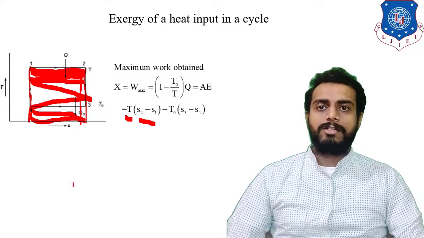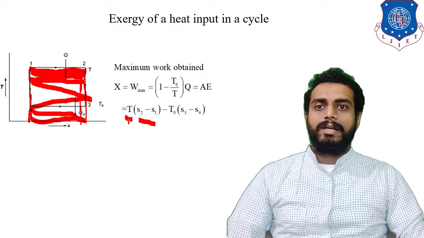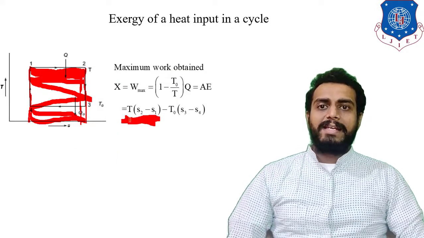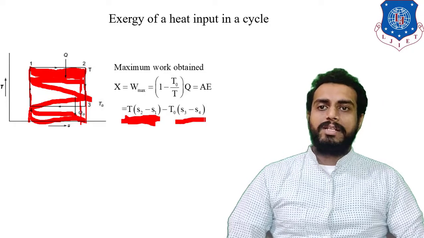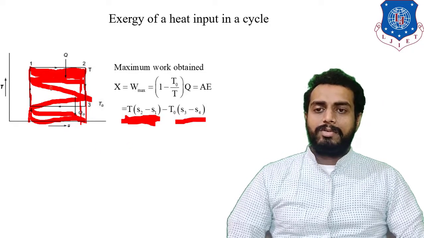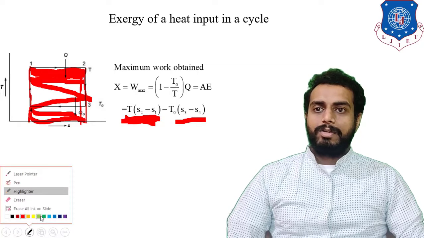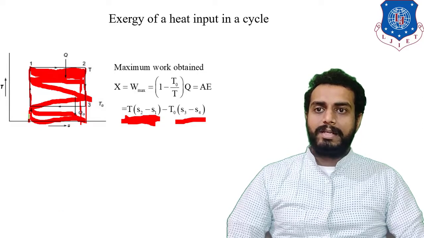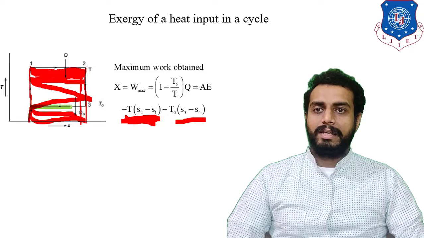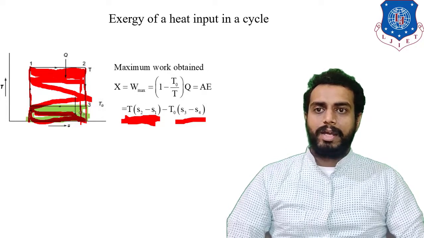So this first term which is represented over here will give me heat supply minus heat rejected. Now students, heat rejected. Let me highlight it with another color so it will be easy for you to understand. This much portion will be our heat rejected, highlighted by green color. So this much heat will be rejected.